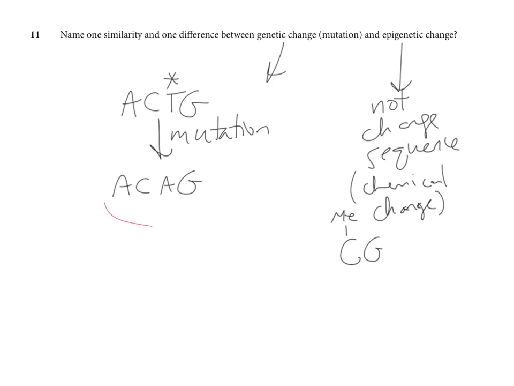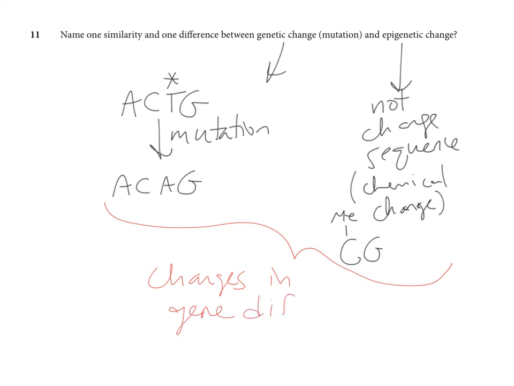Now, a similarity between the two is that they can be changed to produce gene expression differences. So both of these approaches, either mutations or epigenetic changes, can both affect gene expression. Quickly, an example of that might be if a mutation causes a change of DNA in the promoter of a gene such that it can no longer be transcribed, that would have an effect on gene expression.